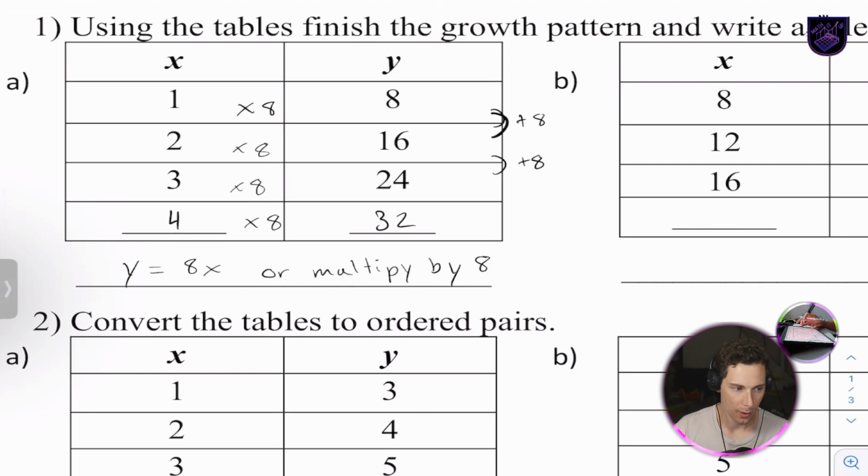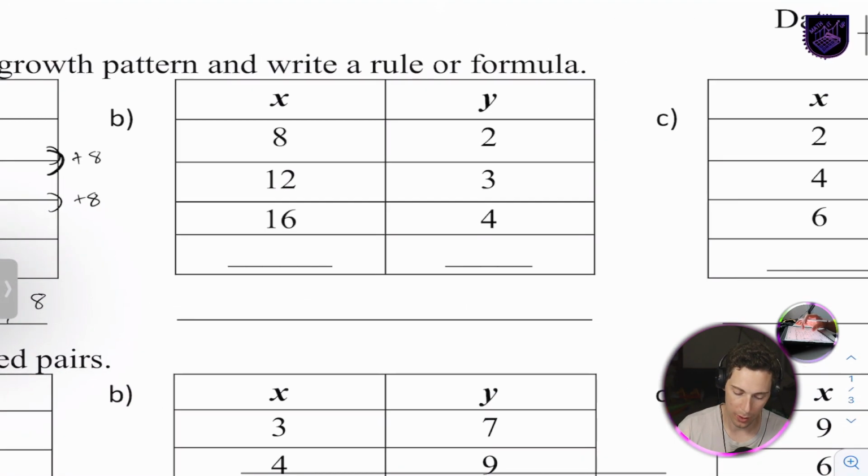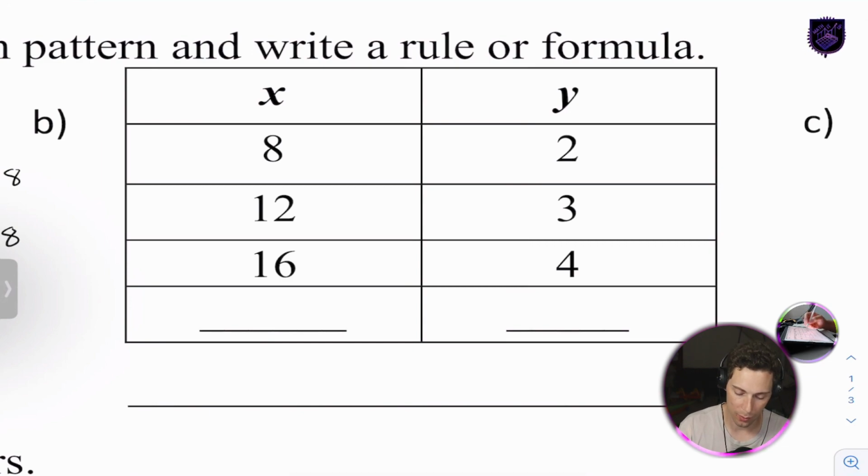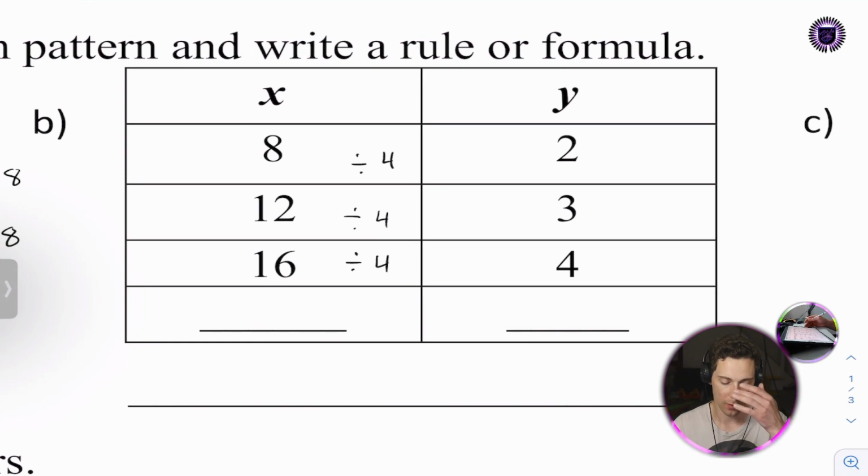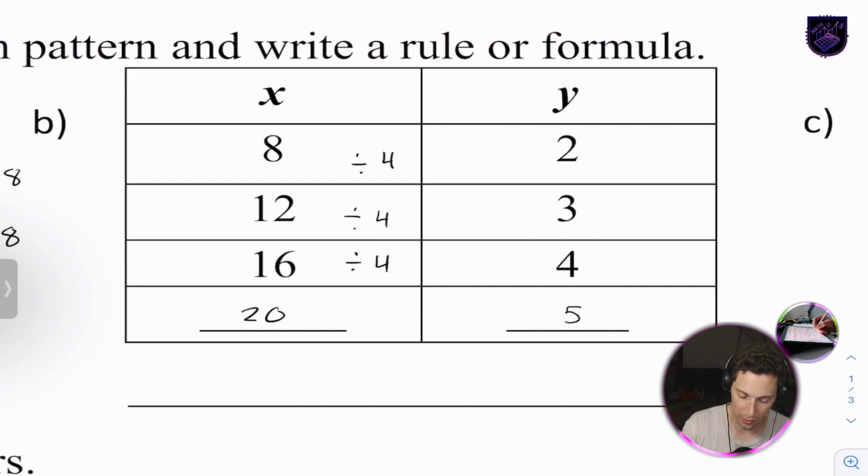Okay, so 1b, 8 to 2, 12 to 3, 16 to 4. So this is going to be divide by 4, divide by 4, divide by 4. Okay. So 8, 12, 16, 2, 3, 4. This is going to be 5, and that would be 20. 20 divided by 4 is 5.